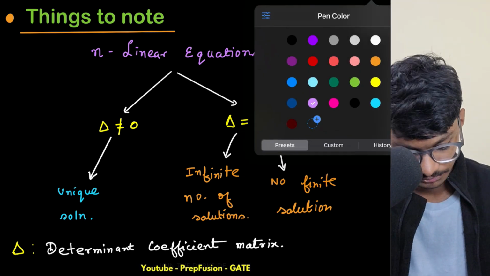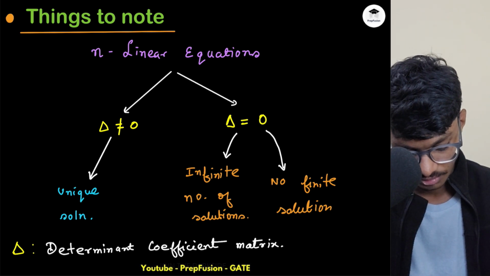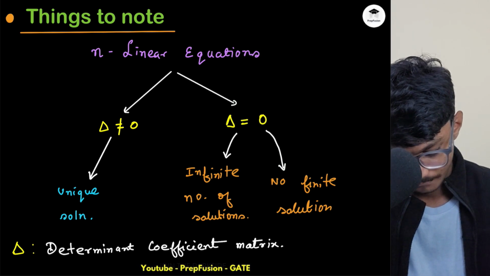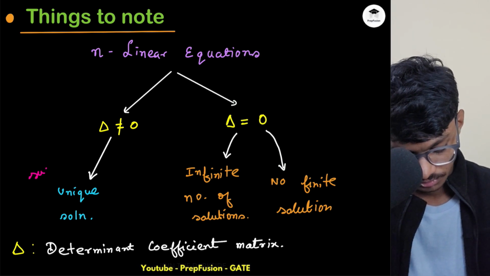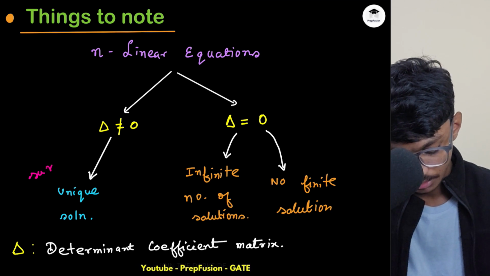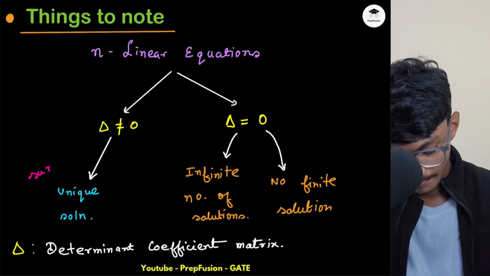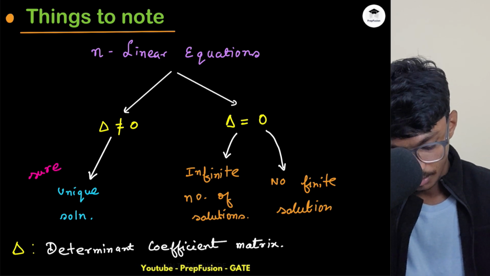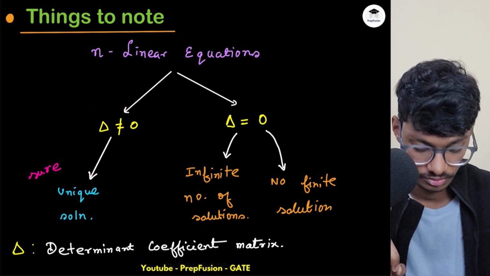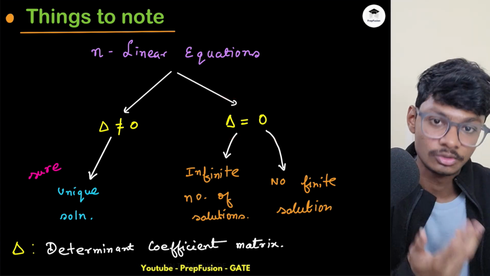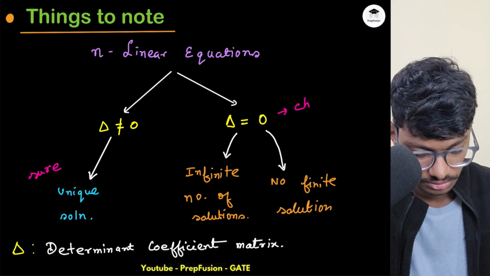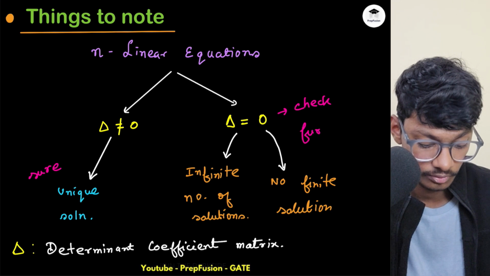If I get the determinant non-zero, just hold on a second. Let me take some different color. I'm trying to find a different color. I'm sure that if my determinant is not equal to 0, then I will always get a unique solution, okay. And if my determinant is 0, then I have to check further, okay. What do I need to check further?